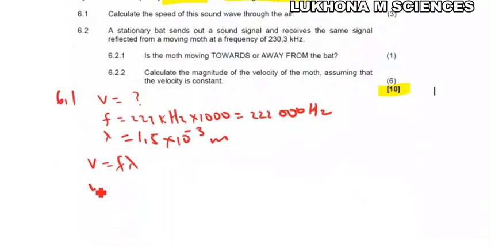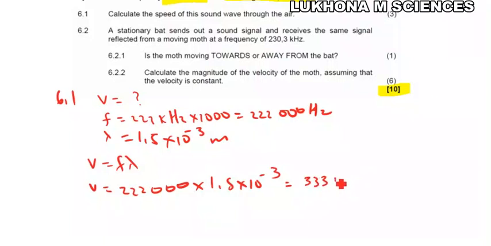So v is equal to the frequency, which is 222,000 hertz, times the wavelength, 1,5 times 10 to the power minus 3. Then let's press the calculator. Then we get 333 meters per second. So that is the speed of sound in air.